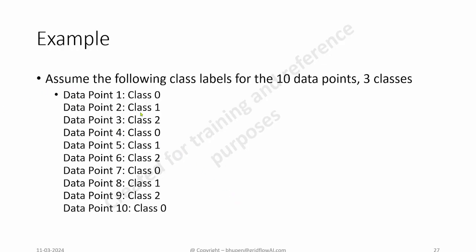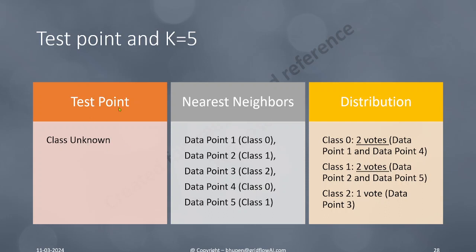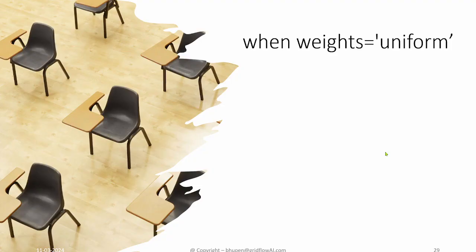Let's take an example. Let's say we have these data points, data 1 to data 10, and the test class is unknown for a test data point. Nearest neighbors are like this. The distribution is between class 0, class 1 and class 2. There are two cases of class 0, two cases of class 2 and two cases of class 1. So class 0 has two votes, class 1 also has two votes, and class 2 has one vote. So there is a tie situation here.